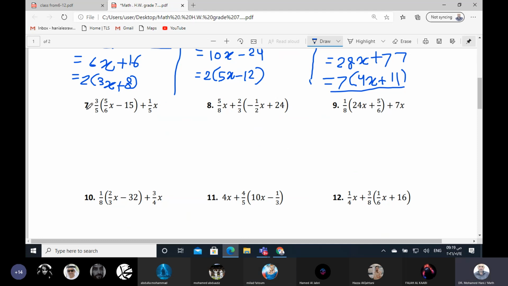Okay, try to solve number 7, please, and tell me your answer. Mr. The answer is 1 over 10 times, between parentheses, 7x minus 90. Thank you, Farah. Who has a different answer?